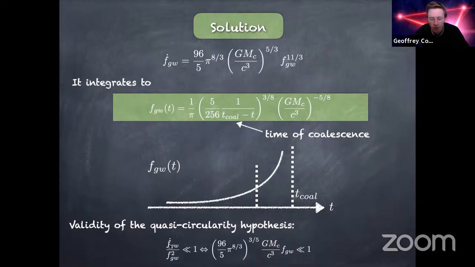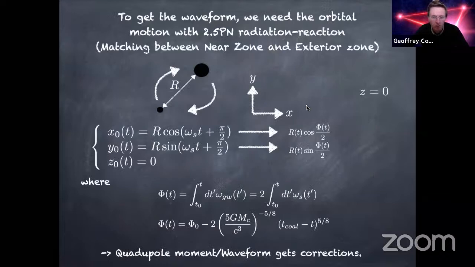And the quasi-circularity hypothesis, if you just plug the solution in here, you get this equation. So this has to be less than 1. So this is a cutoff on the frequency. There is a specific value of the frequency at which you stop being quasi-circular, and you start a transition.